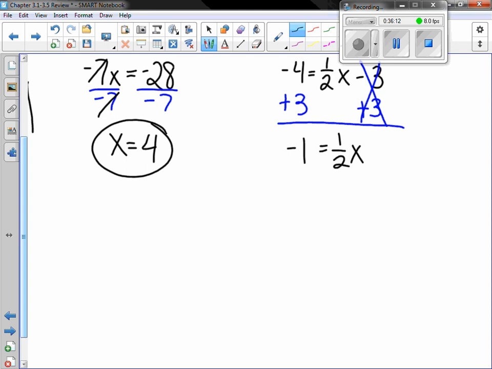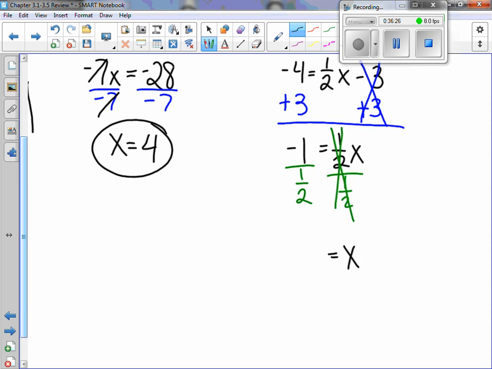What can we do next? We can divide both sides by 1 half. Because 1 half divided by 1 half will simplify to 1, leaving us with just x. Now, negative 1 divided by 1 half, you can type that into the calculator. There's nothing wrong with that. Negative 2.